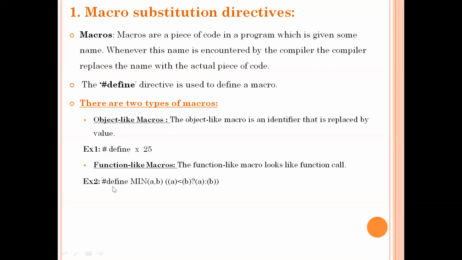Here also we define it by using the #define statement. Here I am defining the minimum function, min of a comma b. This is similar to a function call statement. In this case, min of a comma b is the macro name. In my program, wherever I use min of a comma b, this macro will be replaced with its definition. This is the definition and this is the name of the macro, so the name will be replaced with the definition. Like this, we can define macros using the #define directive in C language.